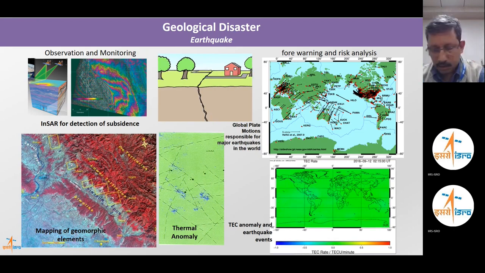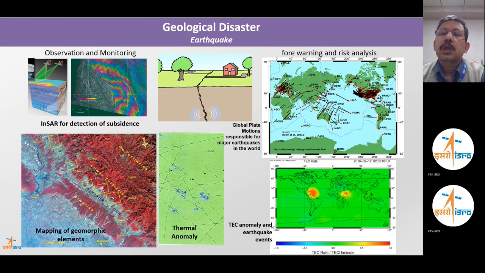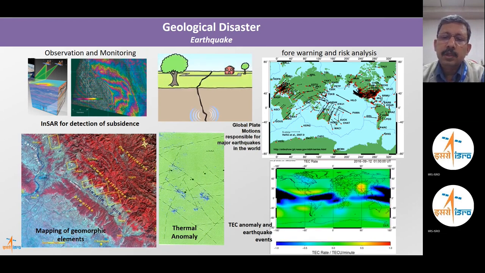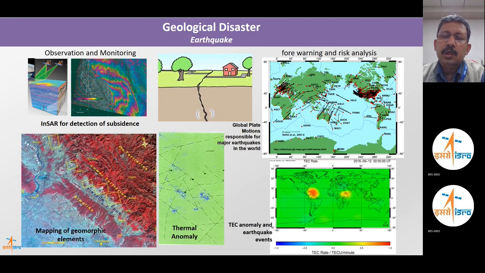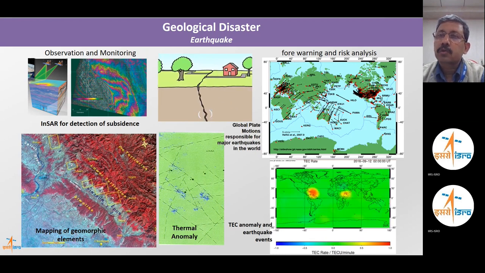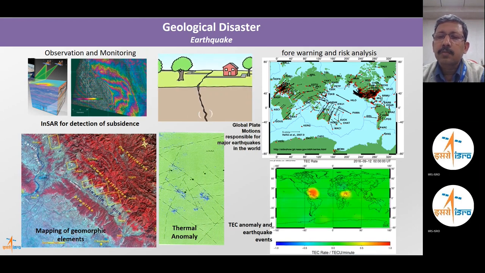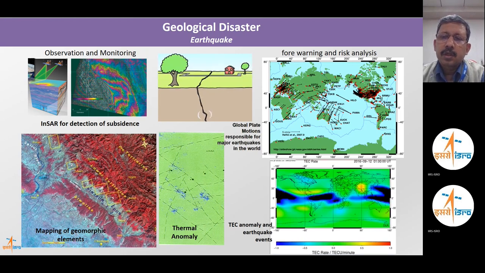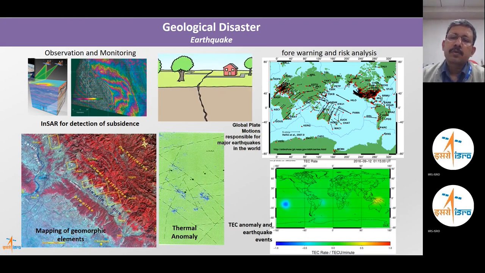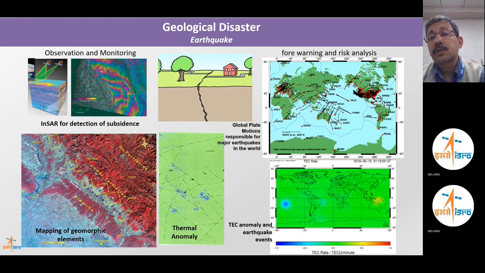There's another area which people are working on, which is the anomaly in the total electron content in the ionosphere. It has been observed that the ionospheric total electron content shows an anomaly just before a major earthquake event. And these are being tracked across the world. It is basically observed through the attenuation in the signals transmitted by the continuously operating reference stations.